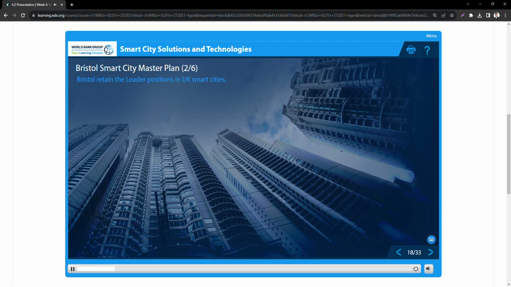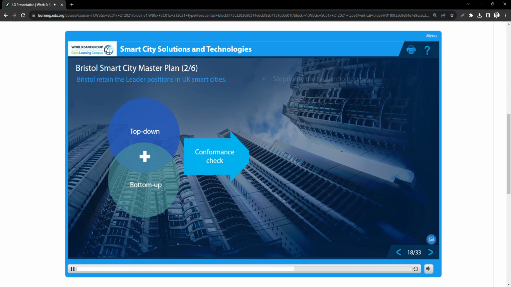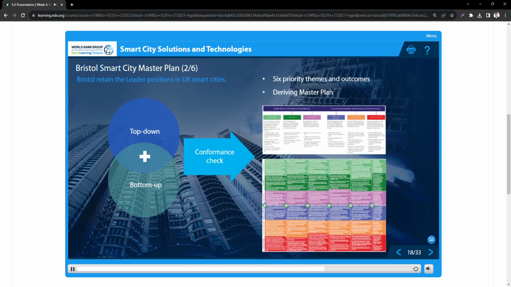Bristol's master plan initially starts with top-down and bottom-up analysis. After a conformance verification, priority themes are derived, and a master plan is drawn accordingly. In this regard, Bristol came up with 6 priority themes and has established a master plan by 2050.